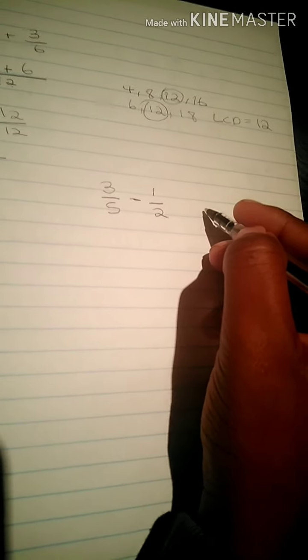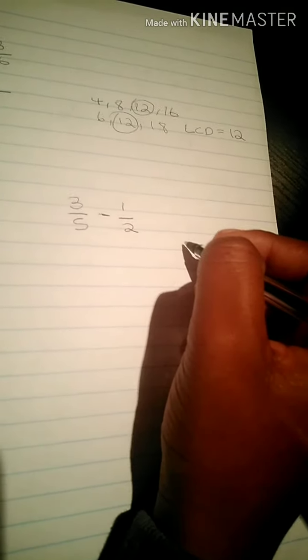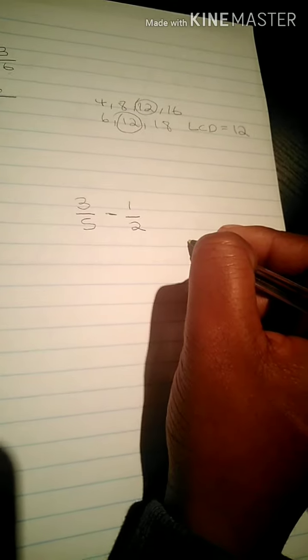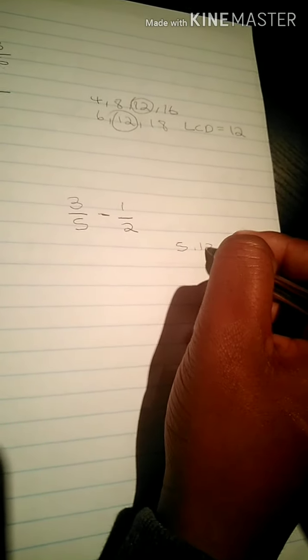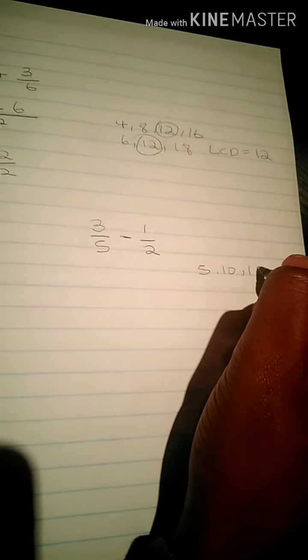Now, when we use our steps, we know that we have to find the LCD first. How do we find the LCD? You can write the multiples of your denominators. Let's start with the multiples of 5. You have what? 5, you have what? 10, you have what? 15.